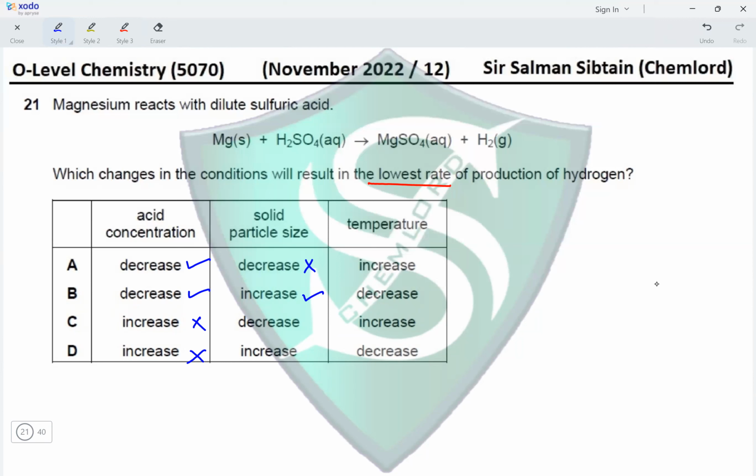Let's look at the third column as well. Temperature. A high temperature favors a high rate of reaction and a low temperature favors a low rate of reaction. So option A again is wrong here and option B is correct over here. All three columns have option B as the correct option, making option B the correct option for this question.